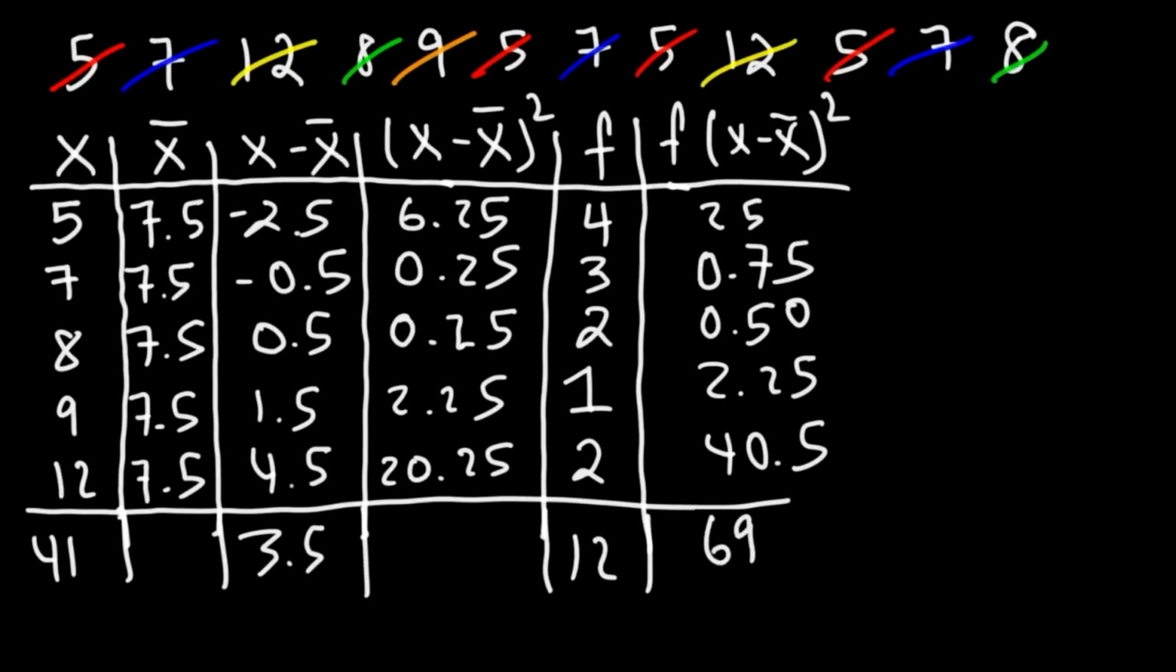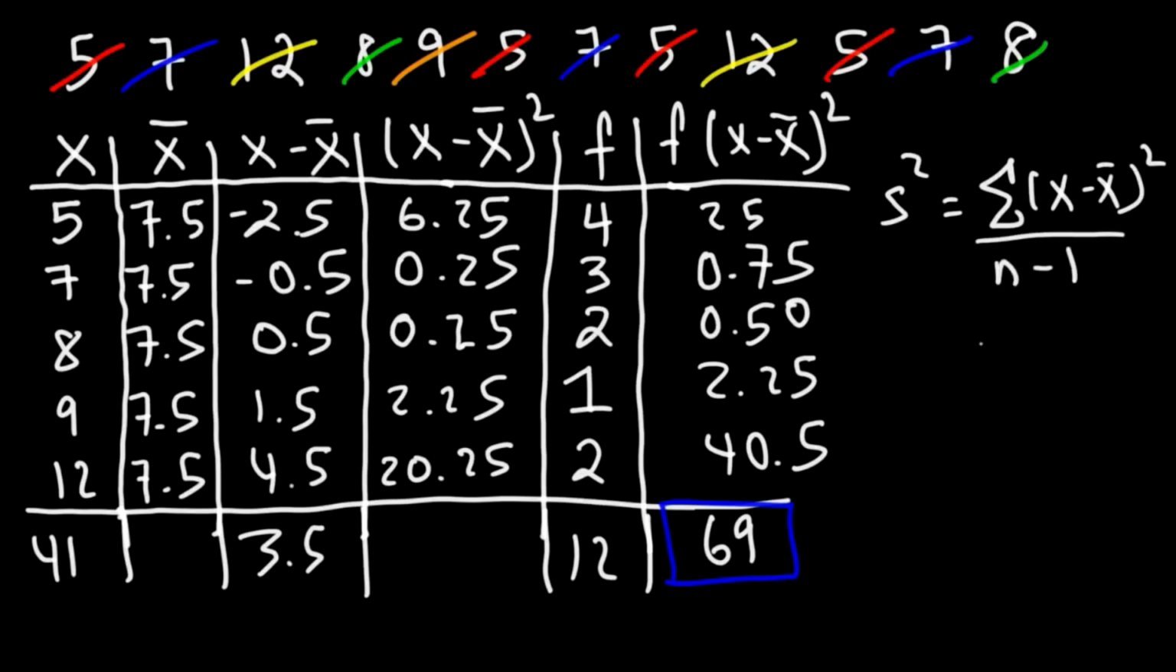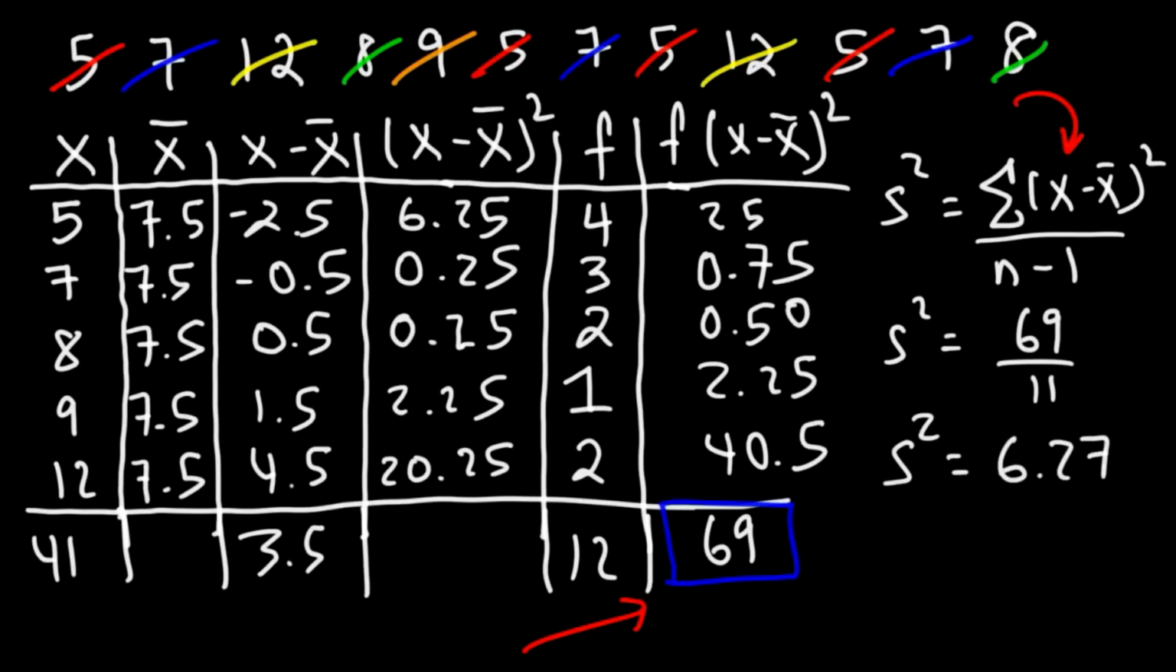69. So the variance, using this formula, is 69 divided by n minus 1, which is 12 minus 1, which is 11. 69 divided by 11 is equal to 6.27. So this is the variance of the data.